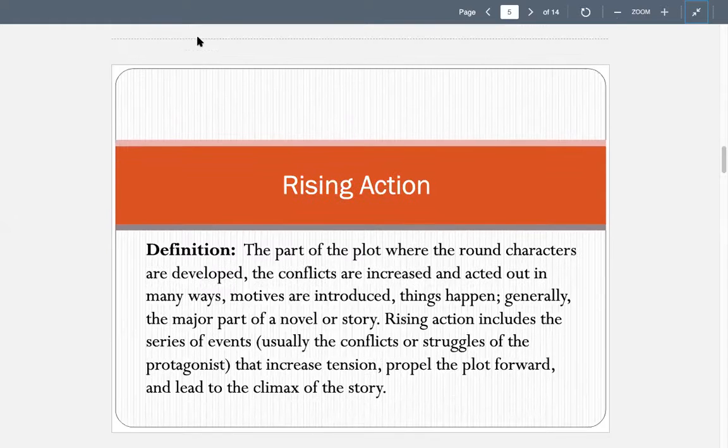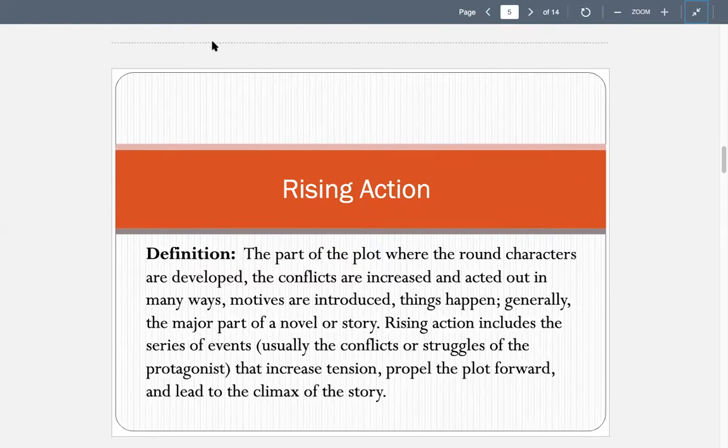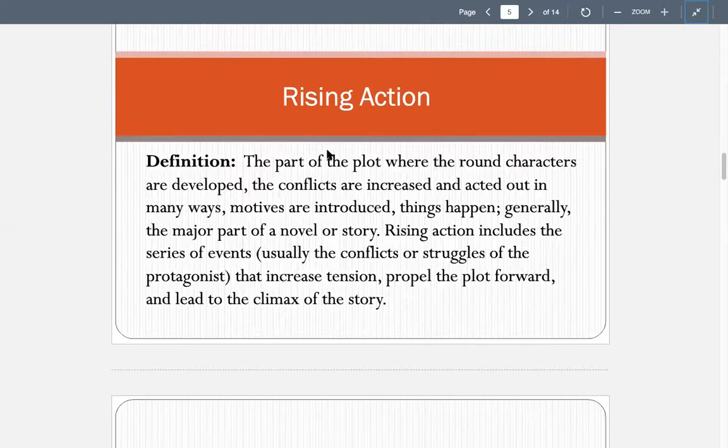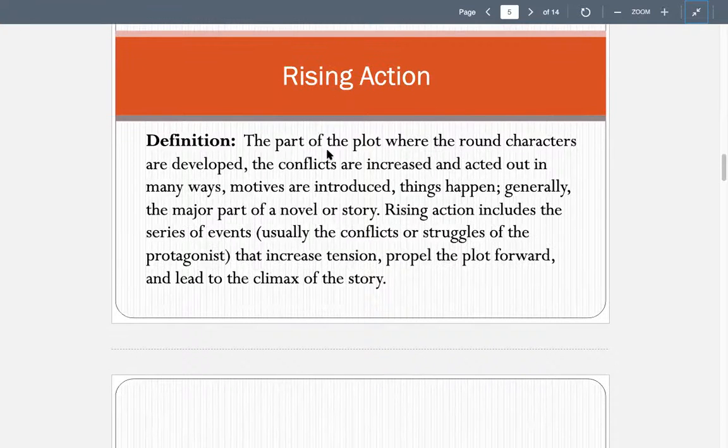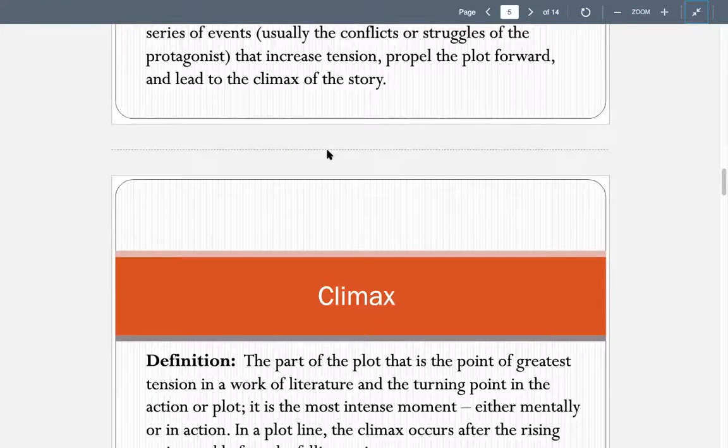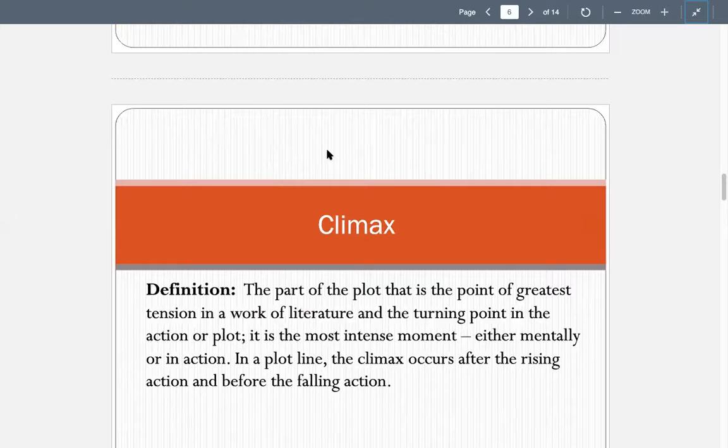And this is when we normally say, oh, it's starting to get good. And this is where round characters are developed, more things happen, there's some tension, you kind of see who the antagonist is, or the bad guy. And then, of course, there's the climax, which is the part that we as viewers love. It's the greatest tension. It's the turning point. It's the most intense. It can be mental, where we're inside someone's head, or it can be a physical battle scene, oftentimes in the Marvel movies or Star Wars.